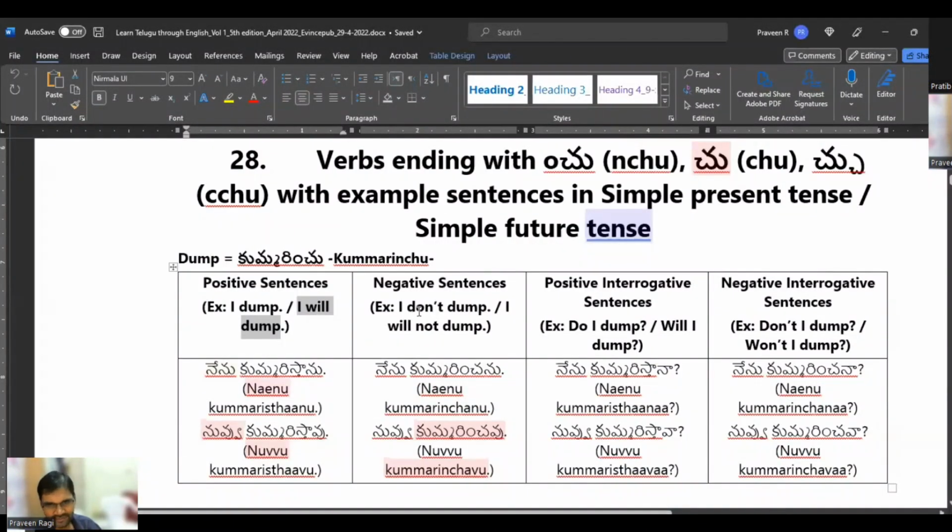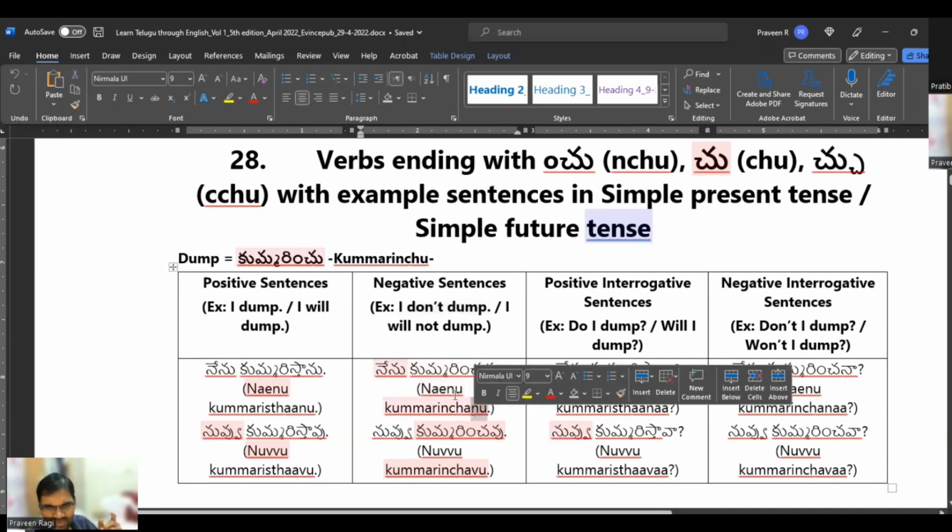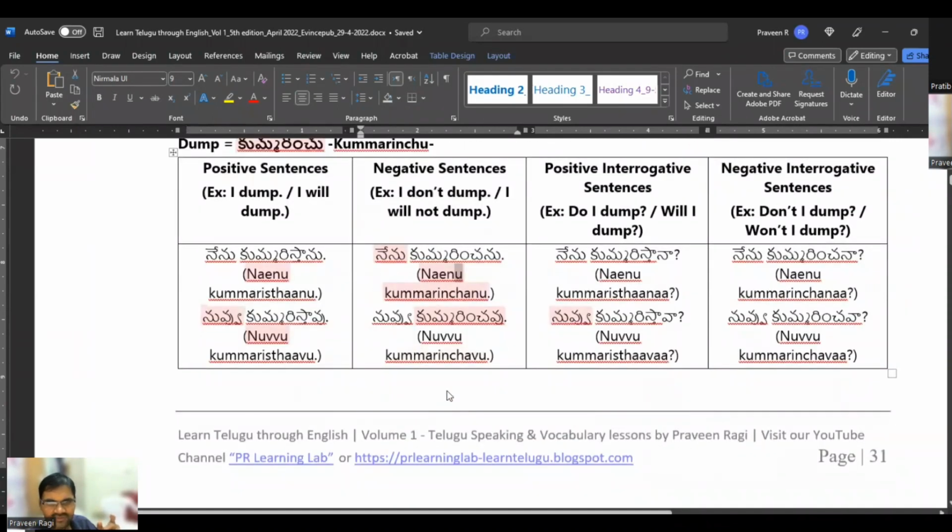Let's go to the negative sentence. I don't dump. Look at here. Kummarinchu, this is the base form, became kummarinchanu in the negative form. Chu became cha. Then we just added the nu suffix, which came from the subject. Kummarinchanu is a negative sentence.